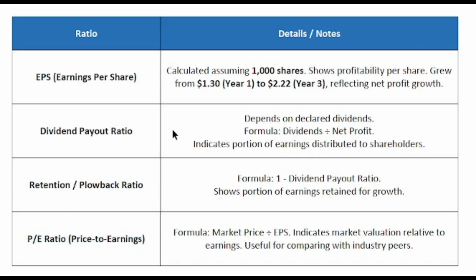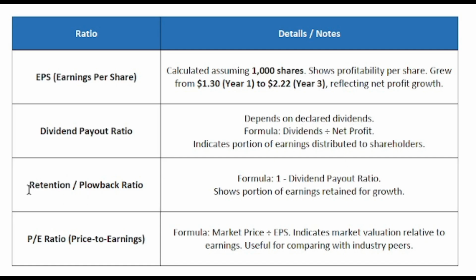And the dividend payout ratio, how are we calculating the dividend payout ratio? Dividend payout ratio is how much percentage of net profit is declared or paid as dividend. So in this example, the exact number of dividend payout is not given. So we'll just cover the formula here. The formula is dividend divided by net profit.